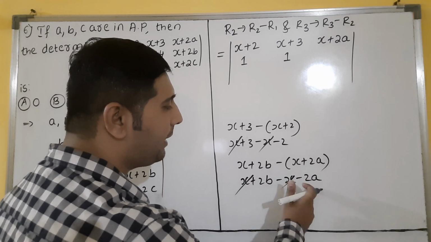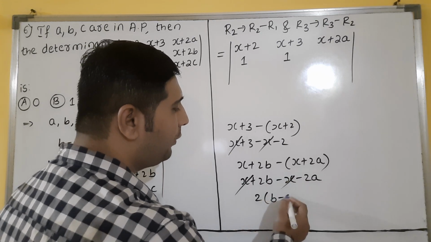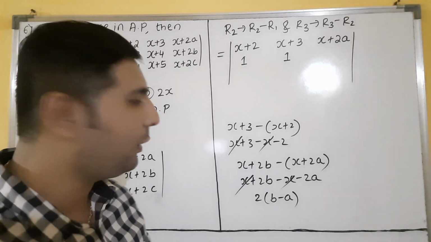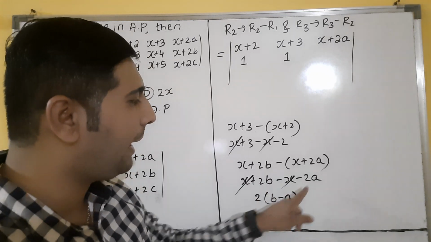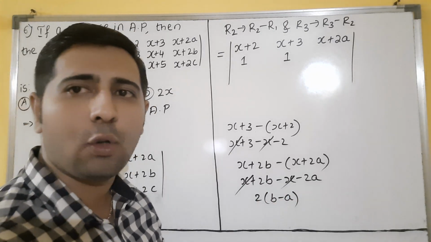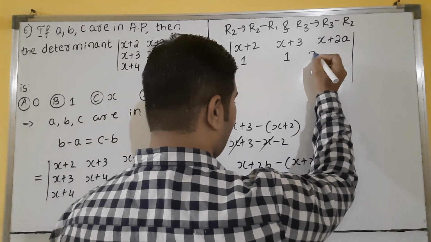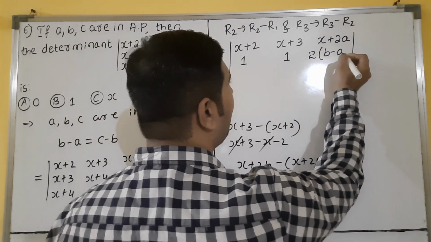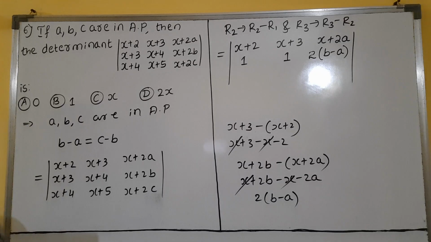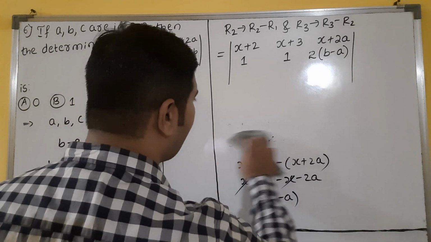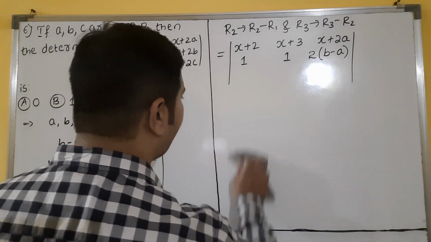What is common in this, dear students? 2 is common. 2 into b minus a. Will you agree? 2 into b is 2b, 2 into minus a is minus 2a. Yes or no? Clear? So then I can write it as 2 of b minus a. Now I will erase this one for your understanding purpose. I have done the simplification.